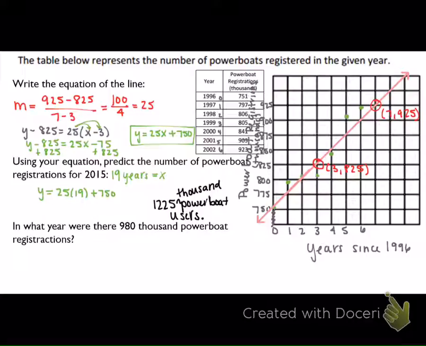Anybody else? All right, in what year were there 980,000 power boats? Remember, we didn't put it in as 1,000, so you're just going to plug in 980, and this is your Y. So it'd be 980 equals 25x plus 750 for me. Yours will be different. You have a different equation.